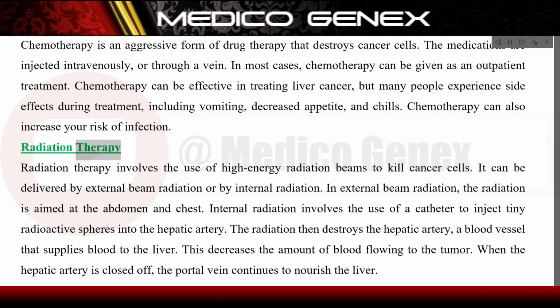Radiation therapy. Radiation therapy involves the use of high-energy radiation beams to kill cancer cells. It can be delivered by external beam radiation or by internal radiation. In external beam radiation, the radiation is aimed at the abdomen and chest. Internal radiation involves the use of a catheter to inject tiny radioactive spheres into the hepatic artery. The radiation then destroys the hepatic artery, a blood vessel that supplies blood to the liver. This decreases the amount of blood flowing to the tumor. When the hepatic artery is closed off, the portal vein continues to nourish the liver.